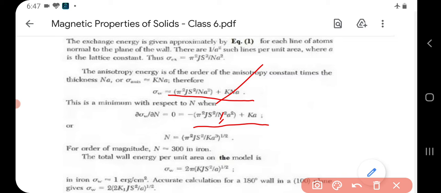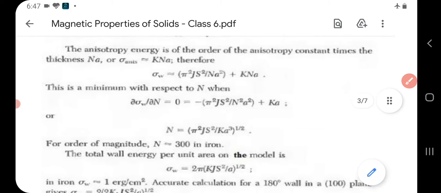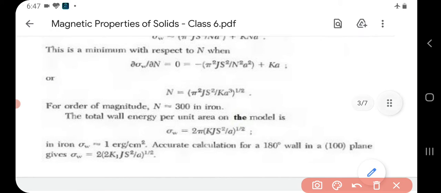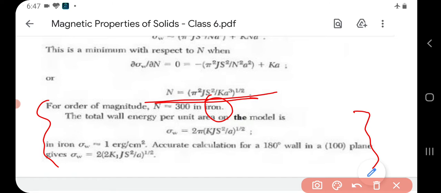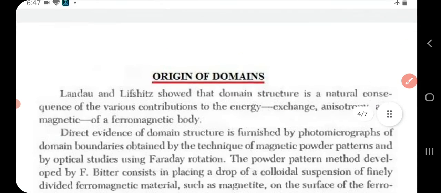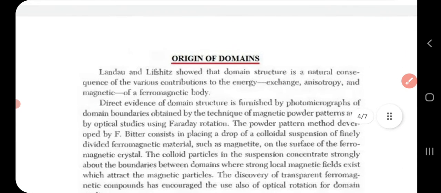Okay, cube. Now here they have given a value, just an example for iron. No need of mentioning that. Okay, so up to this much is enough.